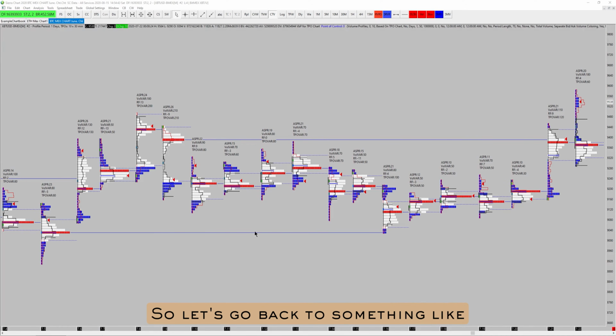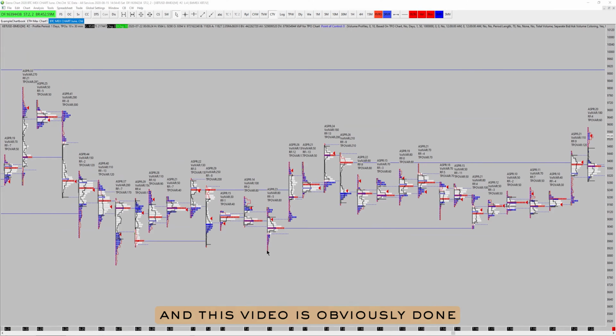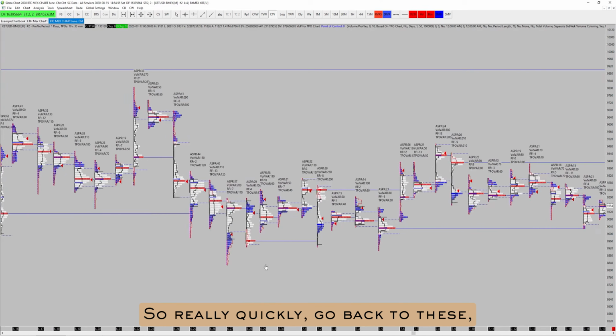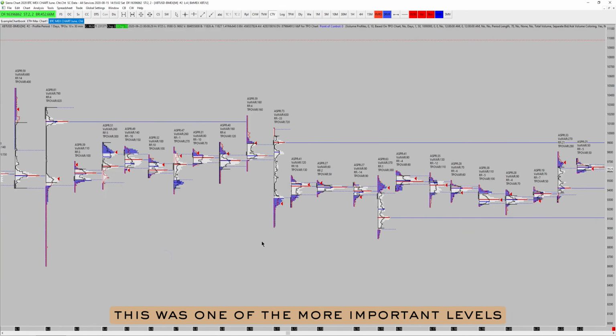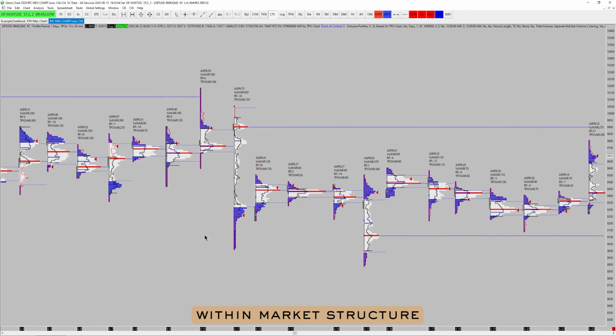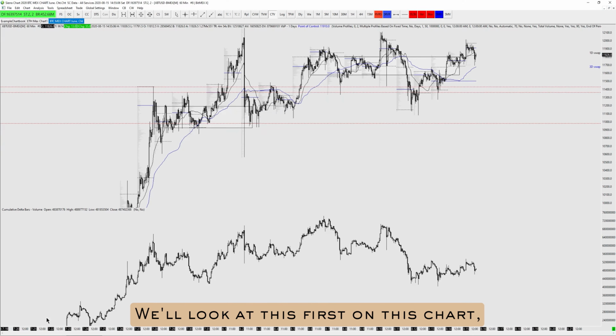So let's go back to something like, and this video is obviously done in August. I think I stated the date already. It's probably at the bottom of the chart if you can see it. So really quickly, go back to the June 10th. So June 10th, this was one of the more important levels within market structure. We'll look at this first on this chart.